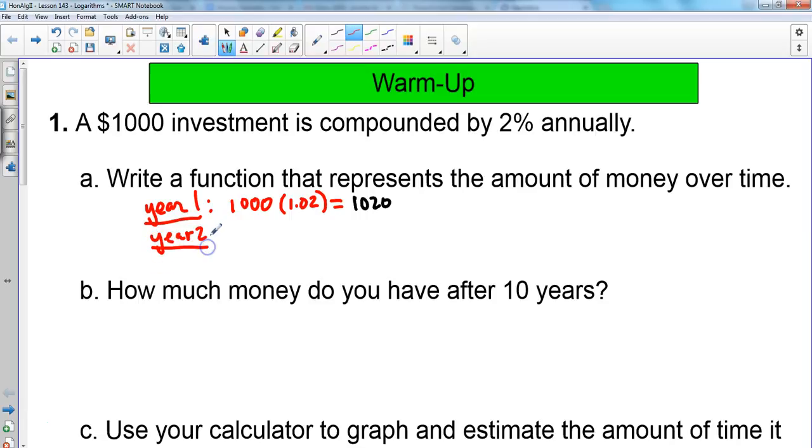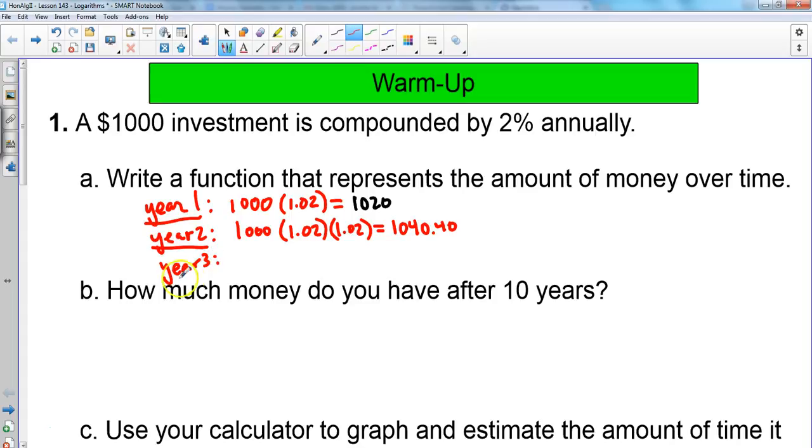In year two, that means that 2% interest is going to be applied twice. So we're going to take our original amount, 1,000, and apply 2% to it twice. So 1.02, and then multiply it by 1.02 again. Now we've compounded that interest on year two, and that gives us $1,040.40.